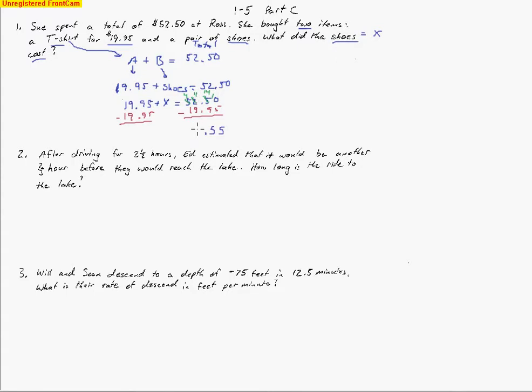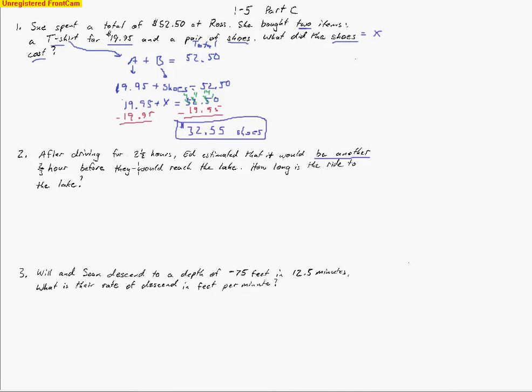So we're ready to do the subtraction, and it looks like we're going to have a 5. We have another 5. Decimal point comes straight down. 11 minus 9 makes 2. 4 minus 1 makes 3. So there it is. $32.55 was the cost of the shoes. So let's move on to the next problem. It says after driving for 2.5 hours, Ed estimated that it would be another 2/3 of an hour before they reach the lake.